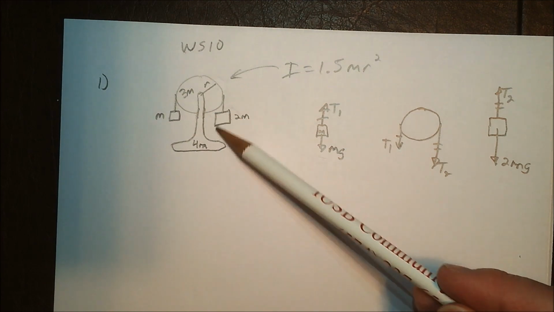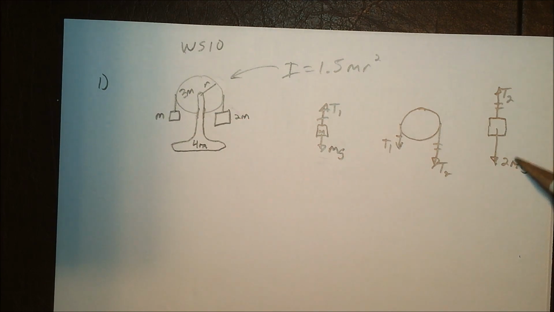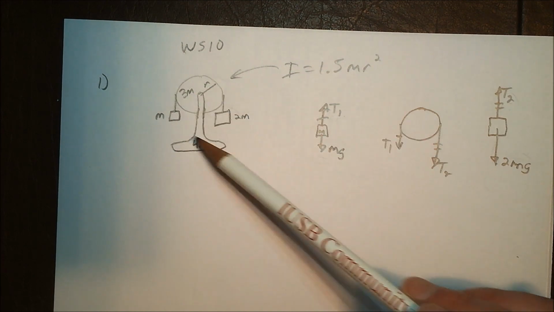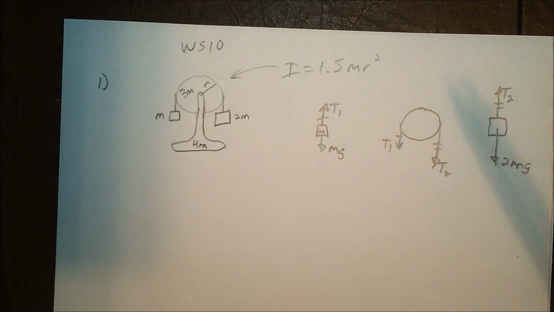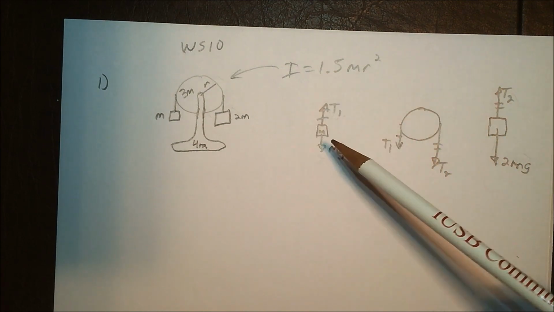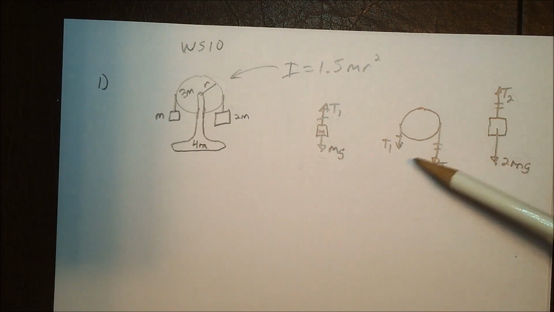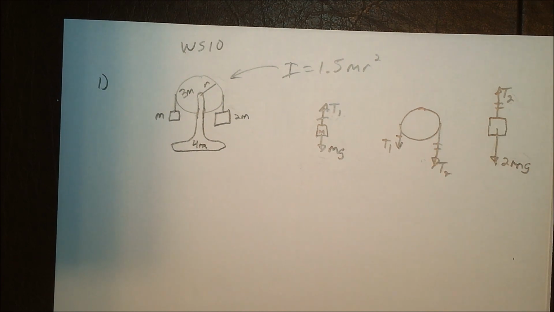And this one here is accelerating downward, so 2mg is longer than this force here, tension 2. And this tension 2 is bigger than tension 1. That causes this pulley to spin this direction. So the next thing I'd like you to do is write a net force equation for both of these objects and a net torque equation for that object. Go ahead and pause the video.